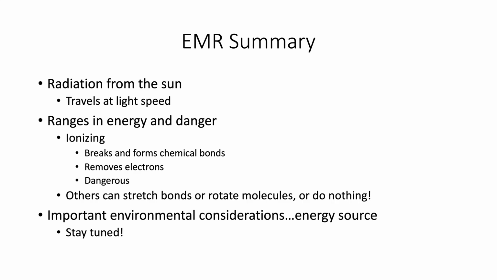Just a quick summary, the last slide for electromagnetic radiation. This radiation, in this class, is mostly from the sun, travels at light speed, and ranges in energy and danger. Ionizing radiation, which starts at UV, can break and form chemical bonds and remove electrons, and that can be dangerous. Infrared can stretch bonds, microwaves can rotate them, and some energy doesn't do anything. There are important environmental considerations and also considerations for energy sources, and we'll talk about that in slides coming soon.